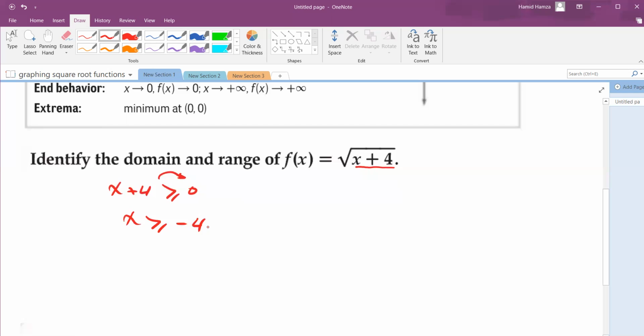Let's try, is that true? What if you choose a number less than negative 4? For example, negative 5. Negative 5 is less than negative 4. If you put x equals negative 5 here, the value will be negative, so the function will be undefined. Because of this, you are not allowed to use values less than negative 4. So the domain of the function will be x greater than or equal to negative 4.